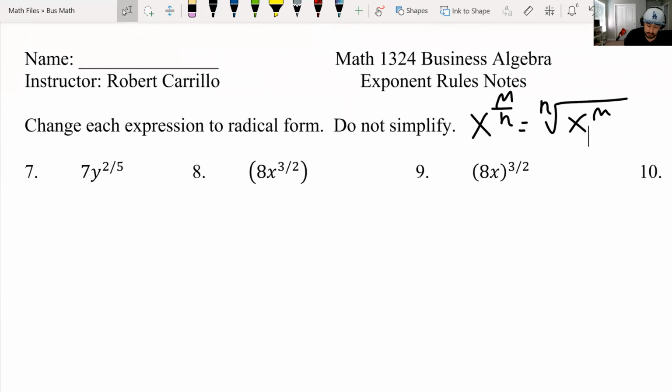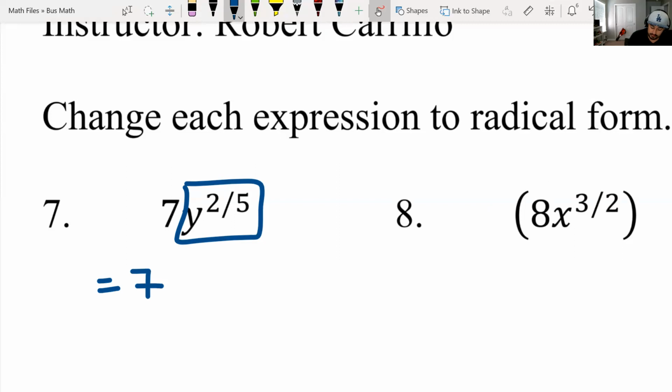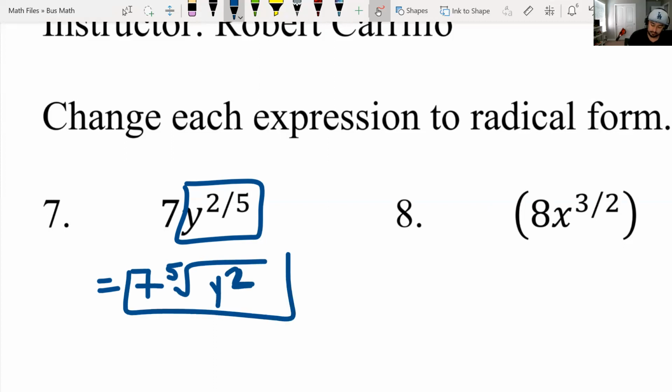Okay. So 7 times y to the 2/5. Okay. So what we must realize here is that the only term being raised to an exponent is the variable y. Y to the 2/5 is the only one being raised to the exponent. This is why I say parentheses are important, okay? Because this means that I can just rewrite this as 7 times the 5th root of y squared. That's it. 7 times the 5th root of y squared.